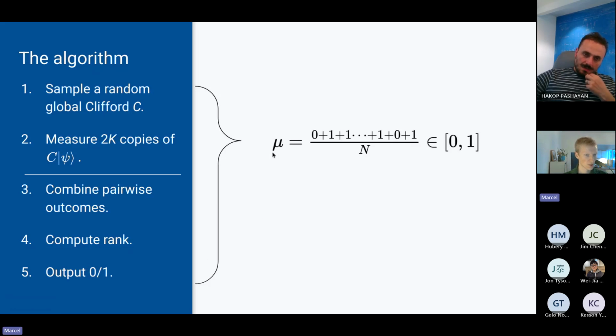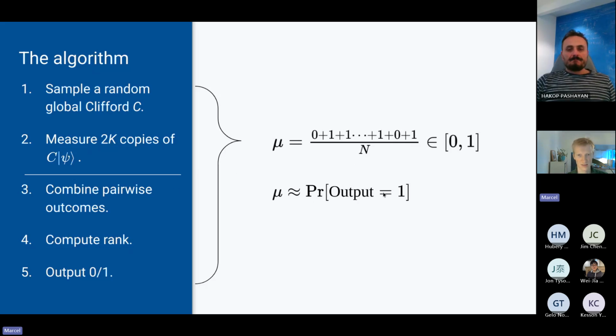Okay, and what are you doing when you're repeatedly performing this algorithm and averaging the outcomes? You're basically estimating the probability that this stochastic process gives out the number 1. So in the infinite sample limit, if we were to do this over and over again, this mu would tend exactly to the probability that the stochastic process ends with a 1.